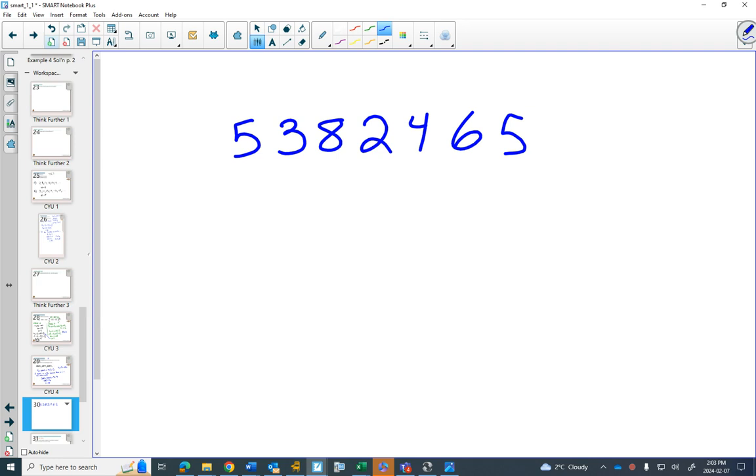How does 11s work? A number is divisible by 11 if you do the add, subtract, add, subtract, add, subtract method, and the answer you get happens to be divisible by 11. So 5 minus 3 is 2, plus 8 is 10, minus 2 is 8, plus 4 would get me to 12, minus 6 would get me to 6, plus 5 gets me to 11. 11 can divide by 11, no problem, right?